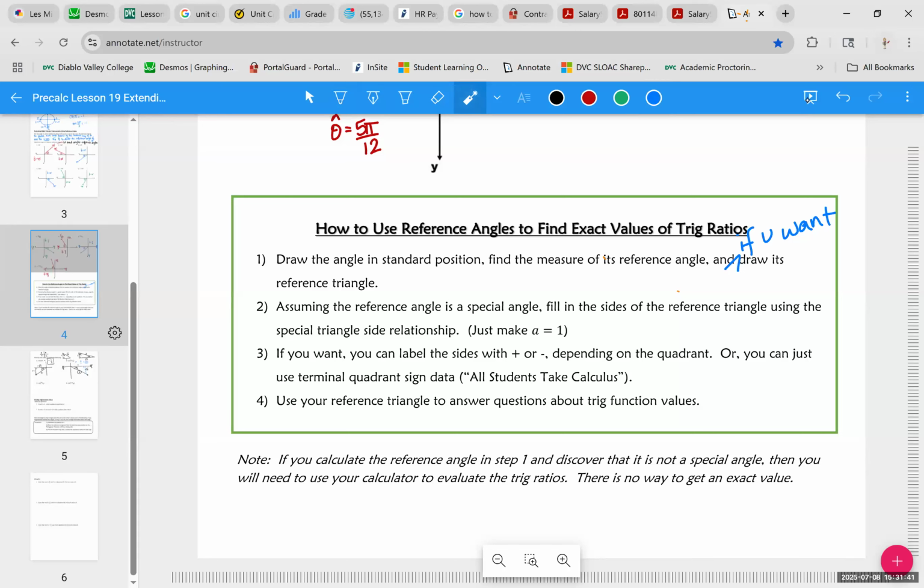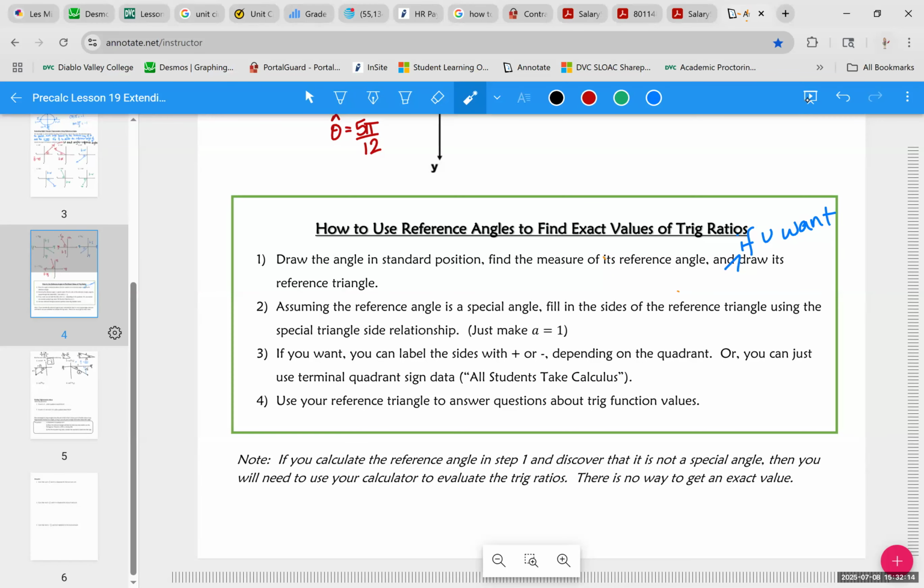Okay. Assuming the reference angle is a special angle, in other words, 30, 45, or 60, pi over 6, pi over 4, pi over 3, fill in the sides of the reference triangle using the special triangle relationship. So in other words, just make the A 1. You can label the sides with the plus or minus if you want to, depending on the quadrant, or you can just use the terminal quadrant sign data that all students take calculus. And then you just use that triangle and its sign to answer the question.